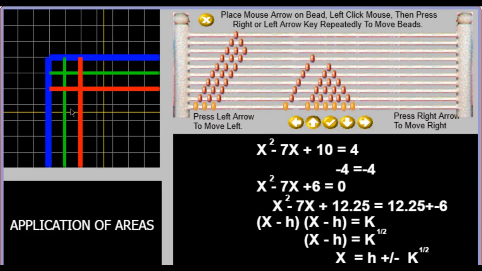Here we can take another look at it. 3.5 times 3.5 will give us the area of 12.25. Now take away 6, and that will be the 6. Take away 6, and that will give us this area remaining, which will equal 6.25. The area here bounded by the intersecting yellow lines and the intersecting green lines. That will be the 6.25.